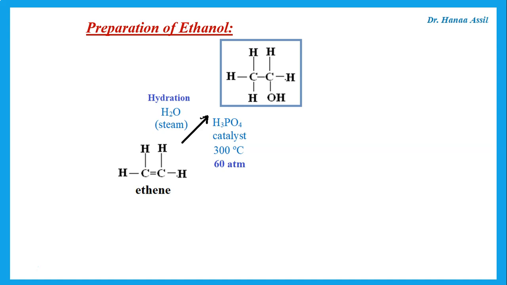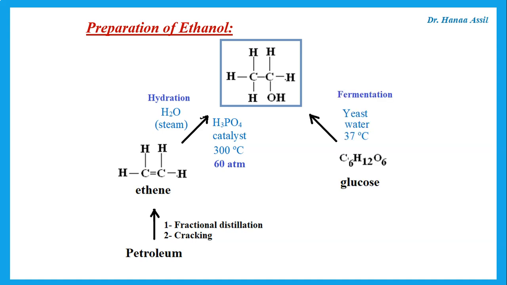Where do we get ethene from? We get it from petroleum. Remember, for all organic compounds, the raw material is petroleum. We take petroleum, we do fractional distillation because it's a mixture of liquids, and we do cracking. It gives ethene. So this is one method of making ethanol.